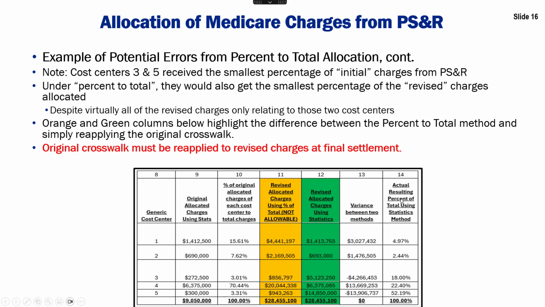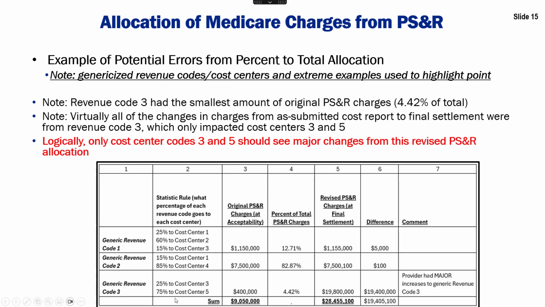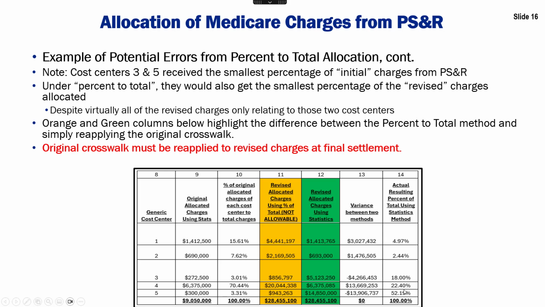And if you reapply to get a new percentage of total charges using this green method, where we just reapplied the statistics, you'll notice now that Cost Center 5 originally only had 3.3% of the original allocated charges. Now it has 52%. Because most of those charges impacted Revenue Code 3, and of Revenue Code 3, 75% went to Cost Center 5. So that makes perfect sense that you'd see such a drastic increase there.